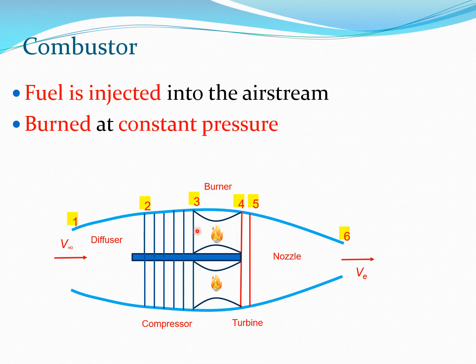Now the next part is the combustor, and here what is done is that fuel is injected in the airstream and burnt at constant pressure. So that's what I'm showing here through these fire symbols which tell you that burning is taking place here.